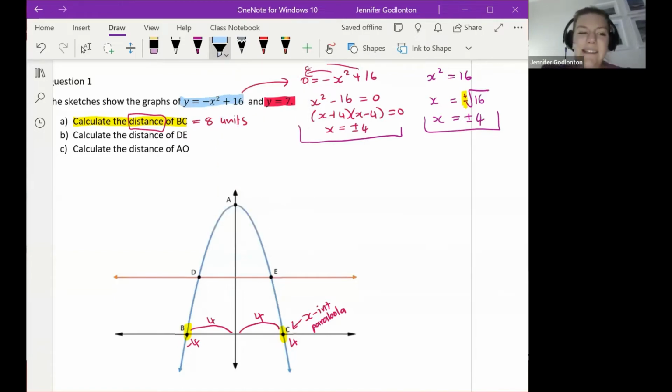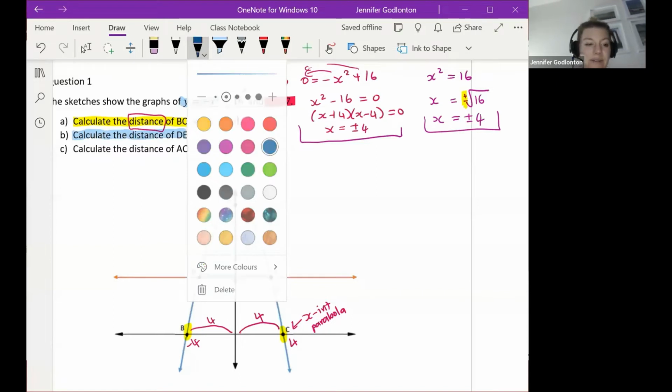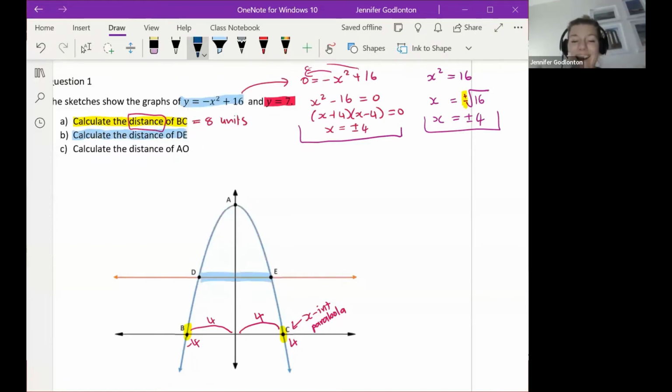Okay, so the next one is slightly trickier, but it's actually not so bad because I haven't given you a long equation. I've just given you a nice straight line. So the next one, I want you to calculate the distance of DE. So that's this distance over here. And my question to you now is, what is the important thing for us to notice about D and E that's going to help us? So for B and C, the important thing for us to notice was that they were x-intercepts. What's the important thing for us to notice about D and E?